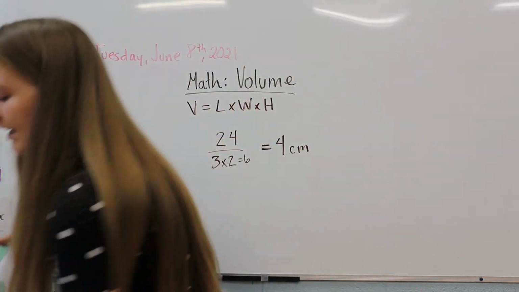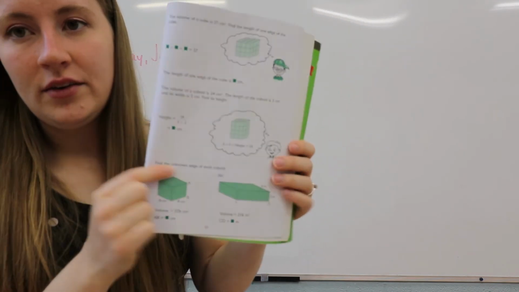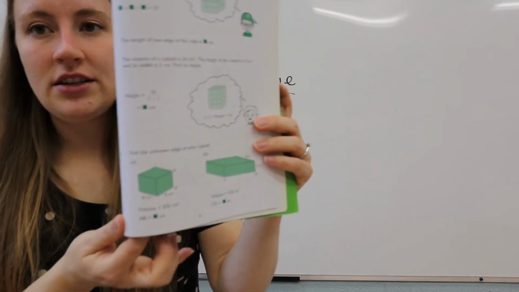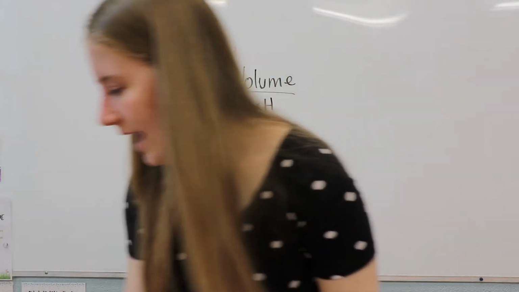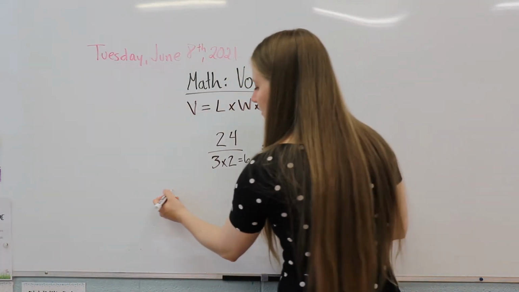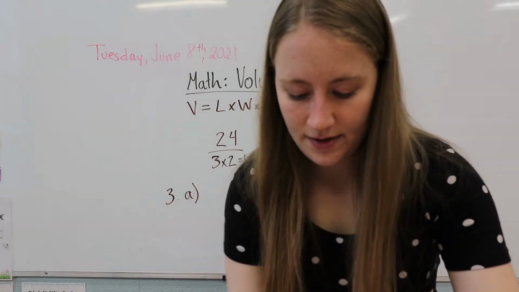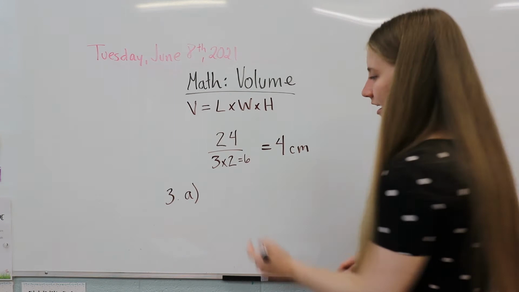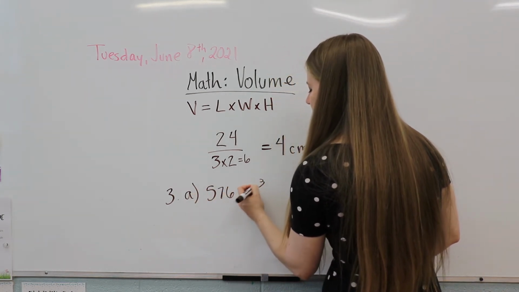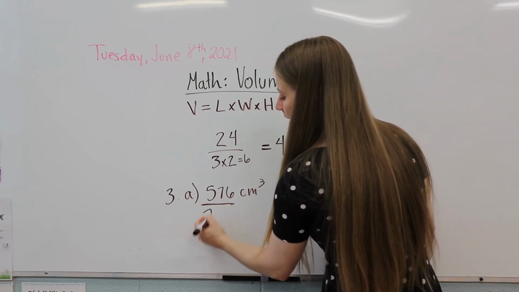So the third has 2 tasks for us. And it's asking us to find the unknown edge of the cuboid. Okay, so we see that these are box shapes and we're given 2 dimensions for each of them. So let's look at that. So for A, we are given a volume of 576 centimeters cubed, okay? And we're gonna divide that by 8 times 8.